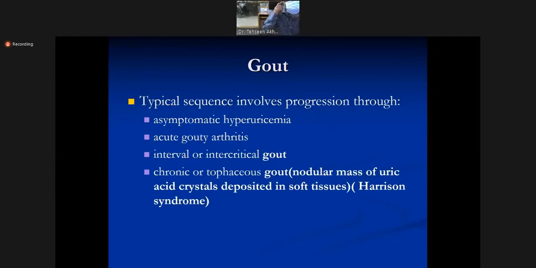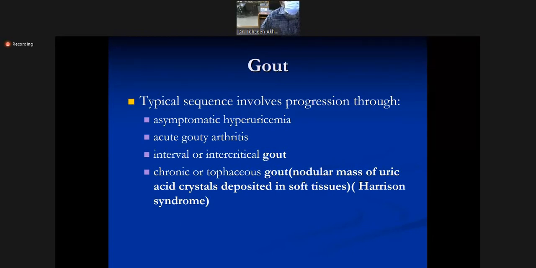Now, gout typically involves a sequence of progression through asymptomatic hyperuricemia. Most of the time we see that the uric acid level is very high, like more than 10, but no symptom is present. So only asymptomatic hyperuricemia is present, and in some cases with hyperuricemia, the patient presents with acute inflammatory arthritis. Sometimes it presents as an interval, recurrent or intercritical gout.